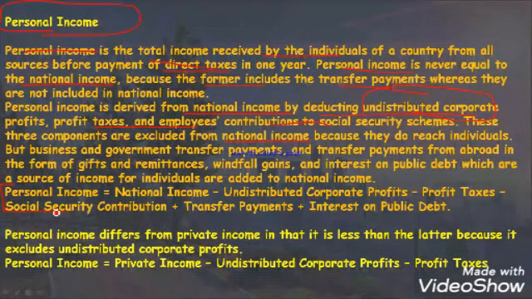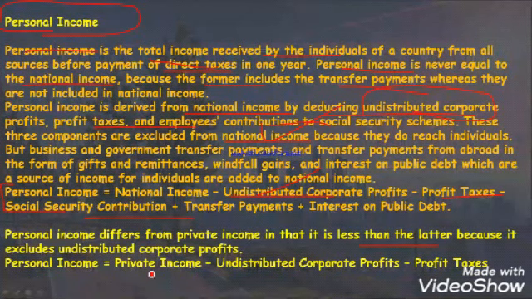Very important. In this chapter I am again reminding you that formulas are all important. They can give you the formula and ask which kind of formula this is, what is the name of the formula. National income minus undistributed corporate profit minus profit tax minus social security, that's what I told you in the paragraph, plus interest on public debt. Personal income differs from private income in that it is less than the latter because it excludes undistributed corporate profit. That is the difference between private income and personal income.